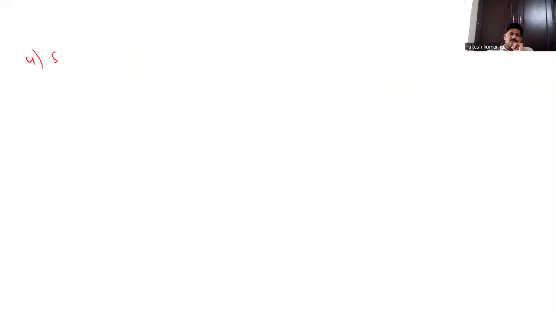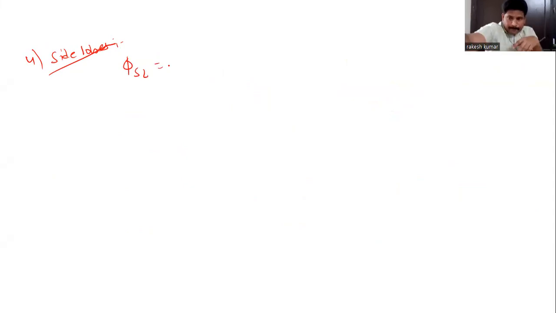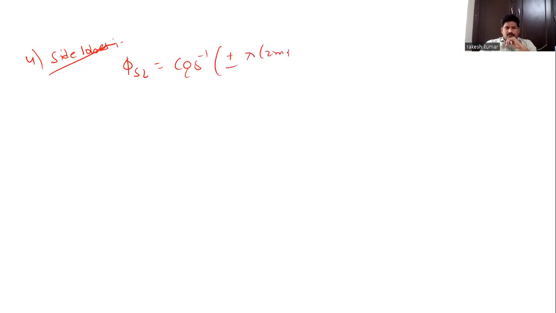Fourth point is side lobes. Next one is side lobes. So what is the expression to calculate the side lobes? In a broadside array, the expression for calculating the side lobes is phi side lobes equal to cos inverse of plus or minus lambda into 2m plus 1 by 2nd, where m is equal to 1, 2, 3, and so on.